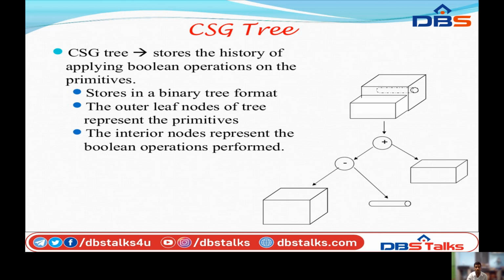It is stored in a binary tree format, and the outer leaf nodes of the tree represent the primitives. That means in this slide we are discussing the CSG tree. The basic instructions, or the history of applying Boolean operations, are stored in a CSG tree in a tree format, a binary tree format.